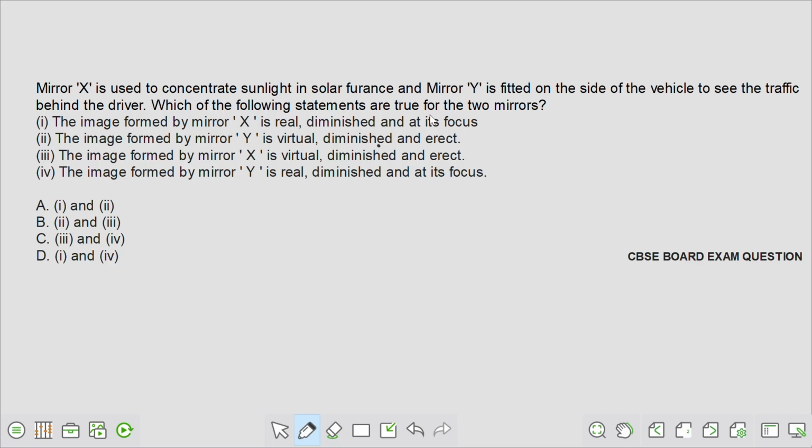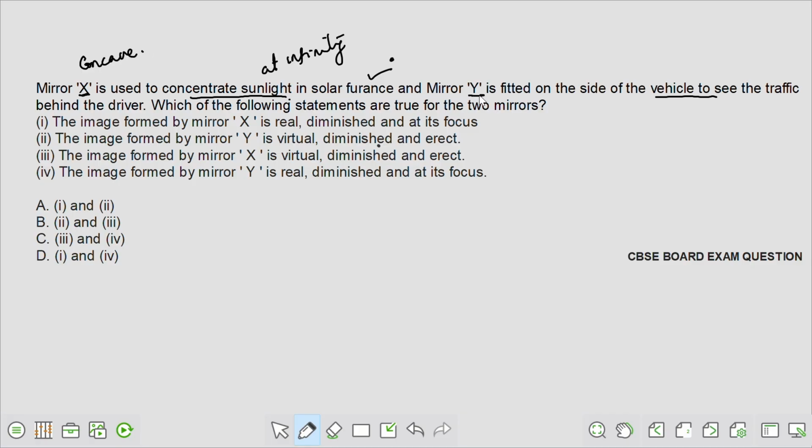Here we are discussing the uses of mirrors. In the first case, it is used in a solar furnace, and in the second case, it is used in vehicles. There are two types of mirrors that we are using here, so let's understand what type of mirrors these are. Mirror X is used to concentrate the sunlight. The sun is at infinity, and the mirror is used to focus the sunlight at one point so that we can cook the food. What type of mirror is used here? Concave.